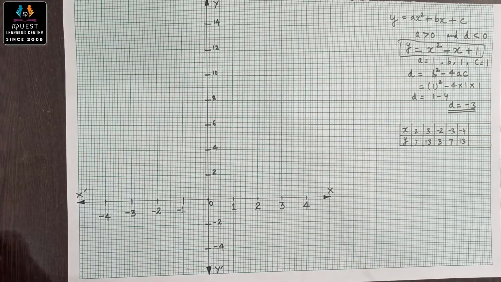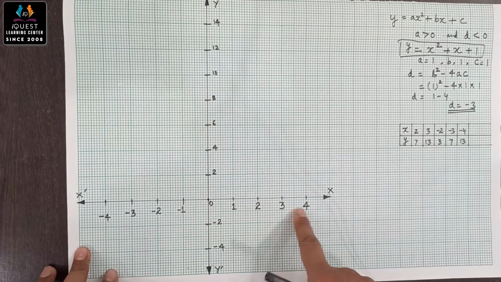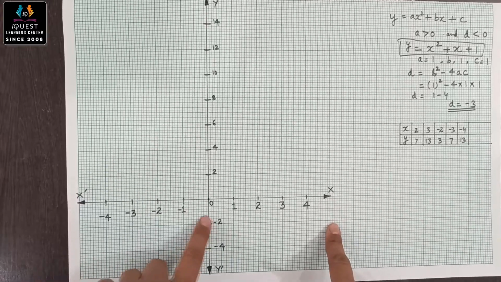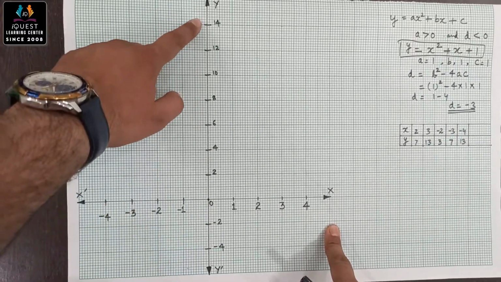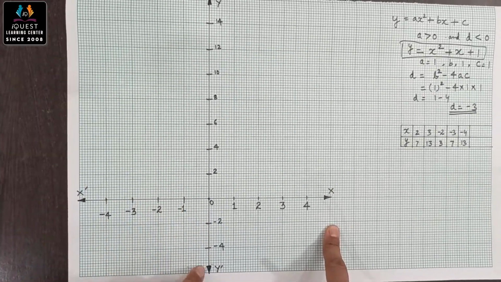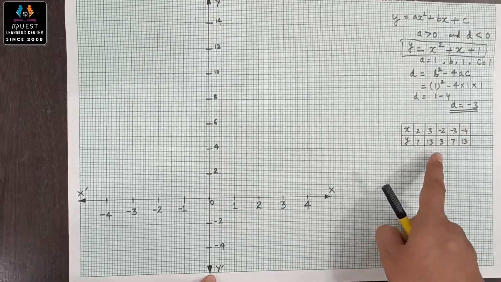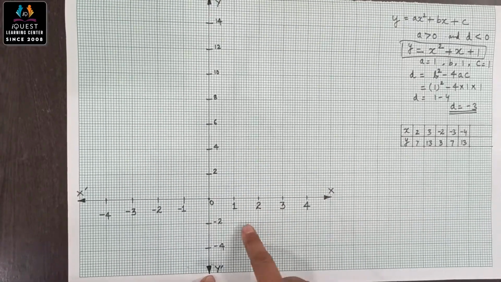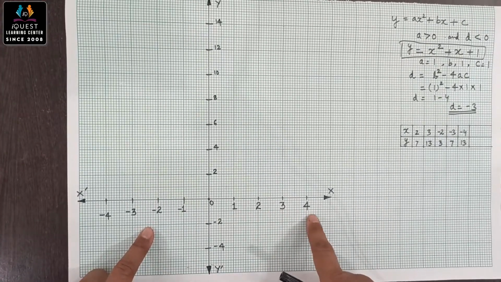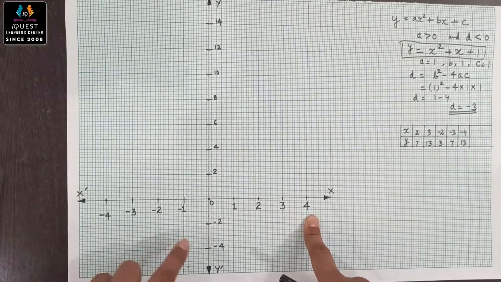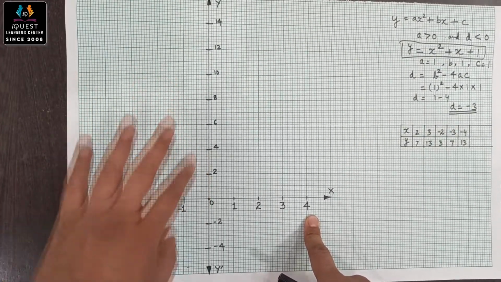So now I have made the graph in which the positive x-axis is known as X, the negative x-axis is known as X dash, the positive y-axis is known as Y, and the negative y-axis is Y dash. So let's plot these points on the graph. I have taken on the x-axis 1, 2, 3 and 4 on both sides, and on the y-axis I have taken a difference of 2 units.